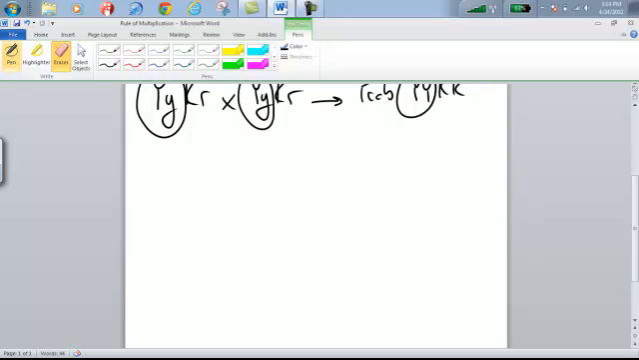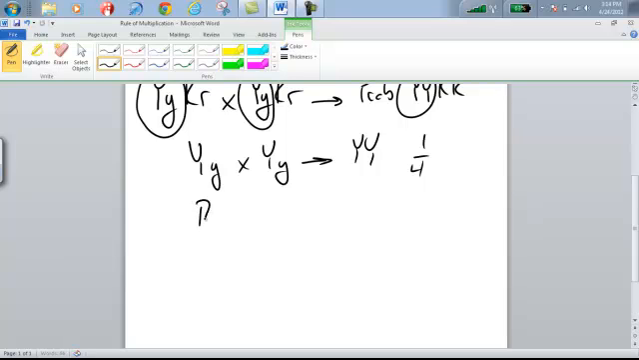I'm going to go back over here and summarize that one more time. Big Y, little y times big Y, little y. Probability of getting big Y, big Y is 1/4. Now the second problem was big R, little r times big R, little r. Probability of getting big R, big R. Now again, you can use Punnett squares, you can do FOIL, or you can just remember the ratio from the six representative problems, and that would be a 1-to-2-to-1 ratio. So again, the probability of getting big R, big R would be 1/4.